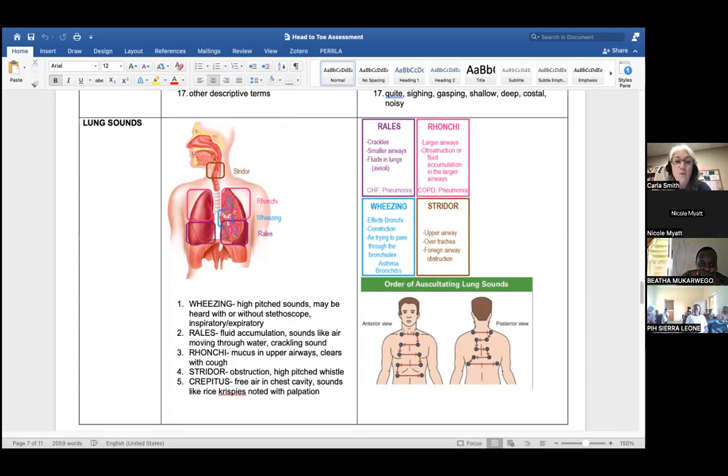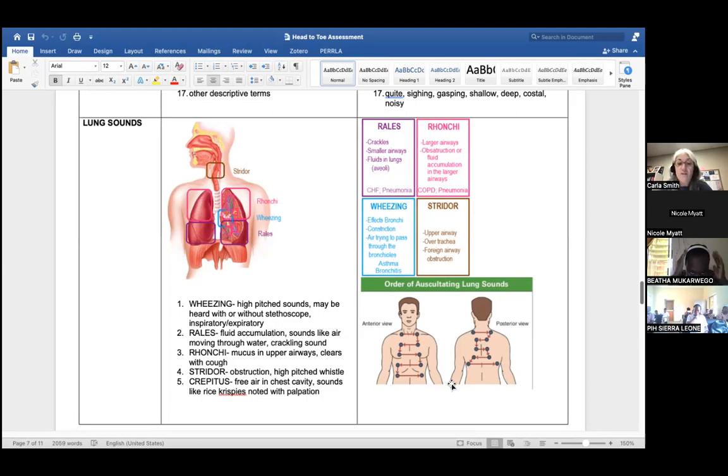Okay. You also want to note if there's any stridor. And remember, stridor is in the upper airway over the trachea. Stridor usually indicates a foreign airway obstruction, whether the patient has swallowed something and it's stuck in their throat, or whether they're having swelling in the upper airway, which can happen with an anaphylactic reaction, and that trachea itself is closing due to inflammation. But that's where you're going to hear stridor.